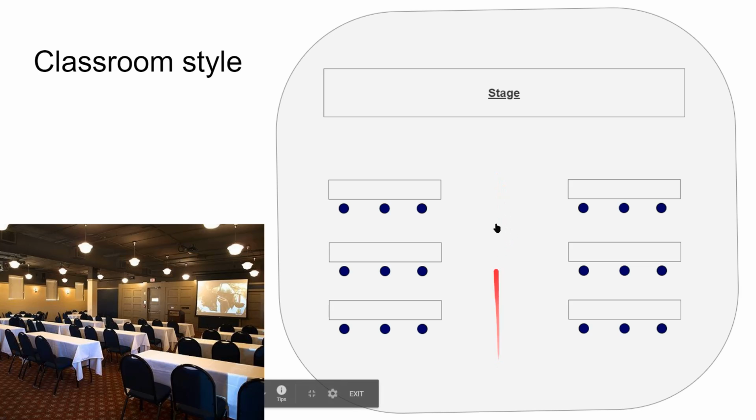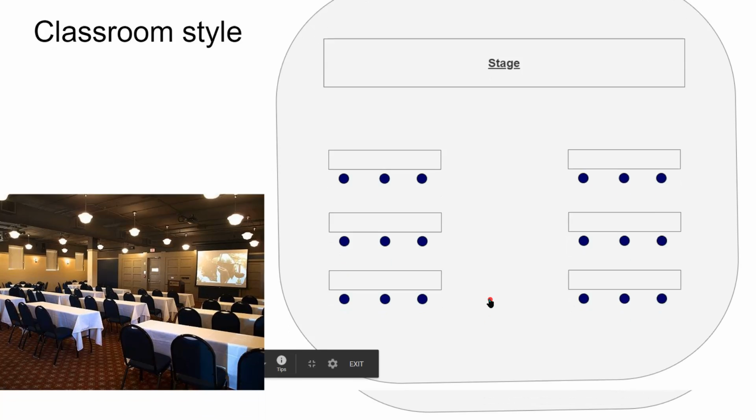So there are aisles here, and in between also there are aisles, and there can be more than 2 rows also. However, the second row's person will be sitting directly behind the first person, as you can see. So that's why it is called a classroom style arrangement.